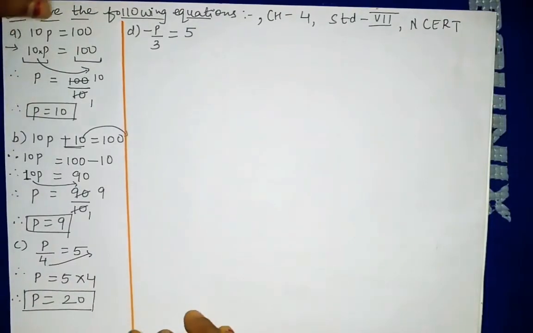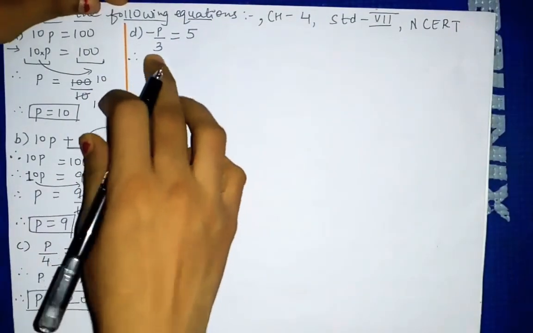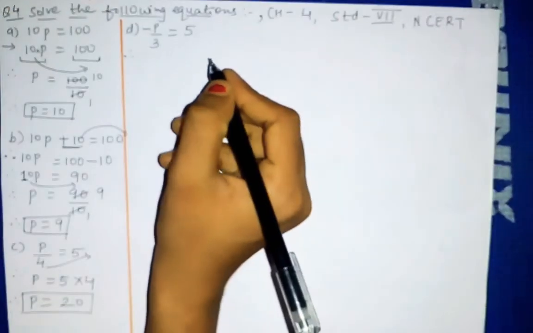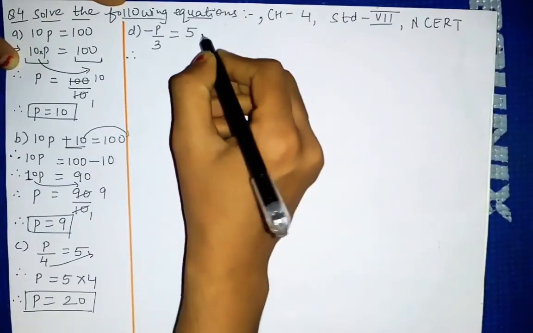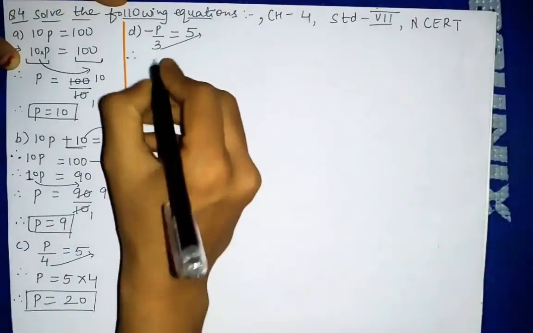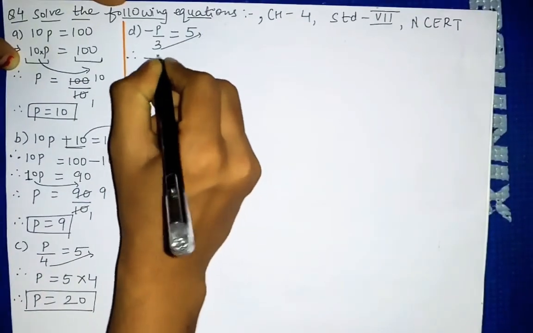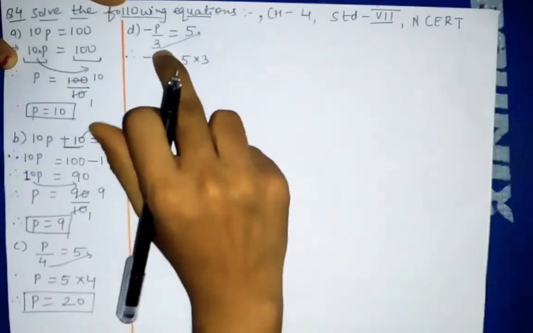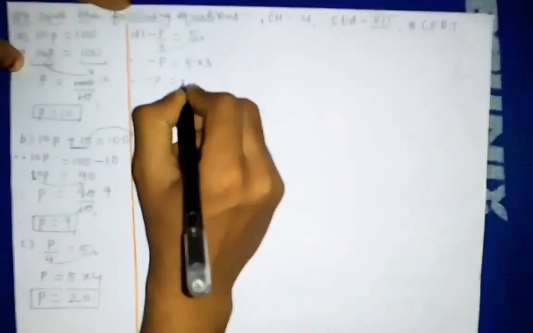So this was easy. Now moving ahead with the fourth question. So this is our fourth question, minus p upon 3 equal to 5. Again this 3 is in division. So when I take it to the RHS part, it will go here in multiplication, because what is the opposite of division? Multiplication. So here only minus p is left, and here 5 into 3. 3 we have taken here in multiplication. So minus p, and this side 5 3s are 15.